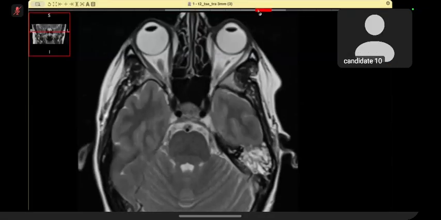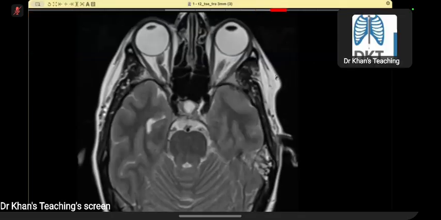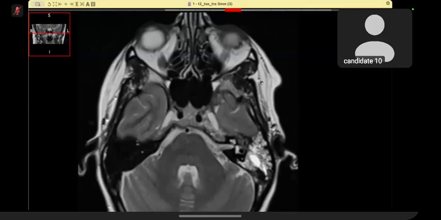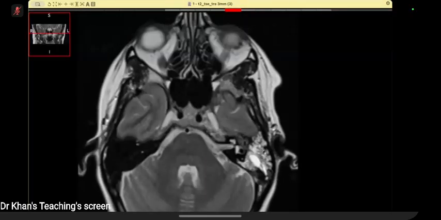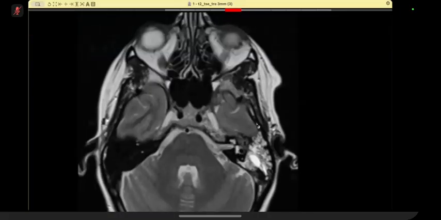Doctor, sorry, I have a problem in the scrolling. There is lagging. Okay, just leave it. I'll scroll for you. So this is the mastoid. Mastoid, yes. Now what part is this? This is the vestibule. Now don't move your mouth. Don't move. I will ask you. Okay, so what is this structure? This is the cochlea. Okay, and what is this structure? This is the semicircular canal.